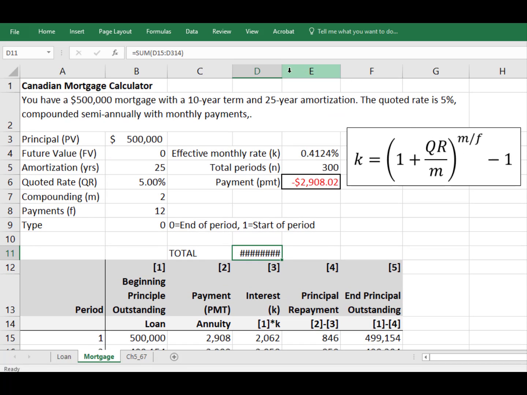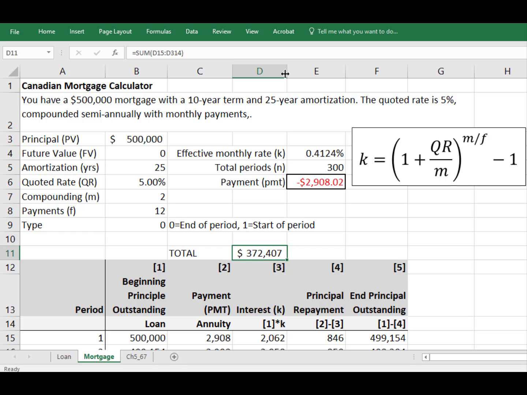Now, because it was quite a large number, I'm going to have to widen to see how much it is. Look, $372,000 is how much you're going to pay in interest on this mortgage, which is only $500,000. How much do our principal repayments add up to? Well, I can simply drag across to move the formula across. And as you would expect, the mortgage is $500,000 and the total principal repayments are $500,000. So what this shows you is that over the course of a mortgage of 25 years with monthly payments, you are going to pay a tremendous amount of interest, which is why it's in your benefit to pay down that principal amount more rapidly.